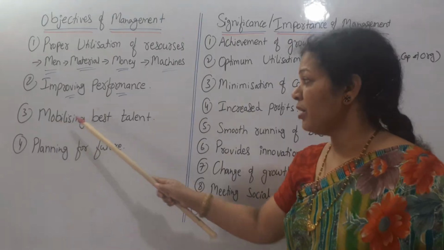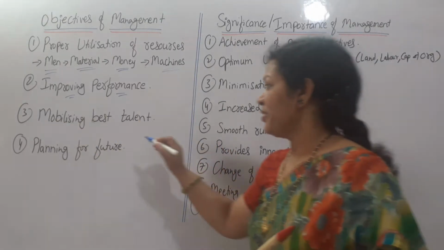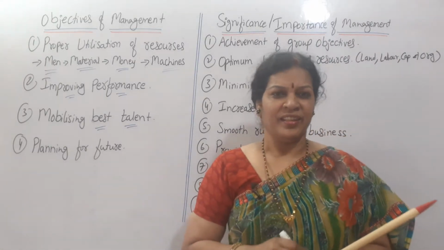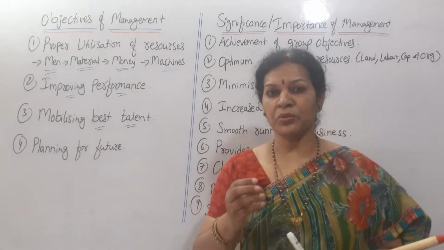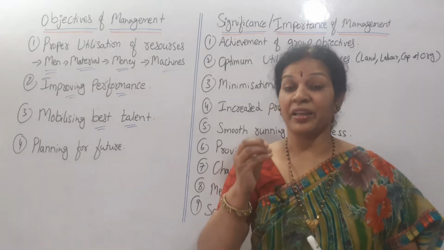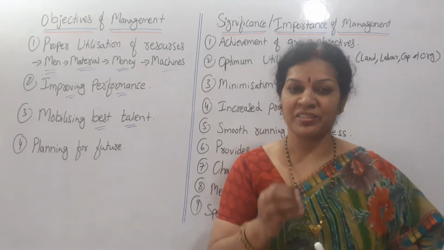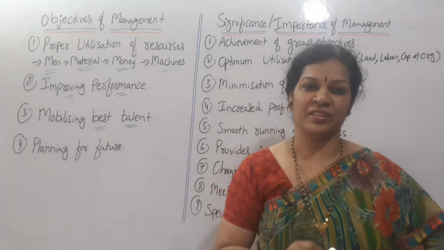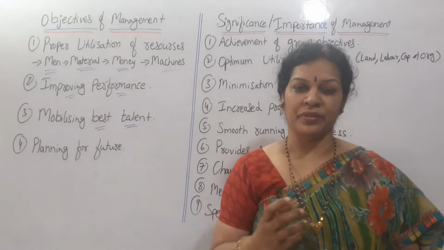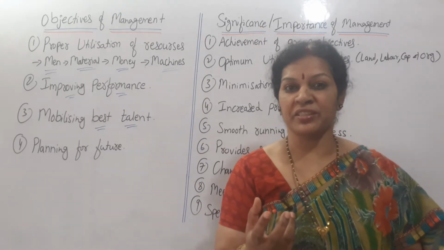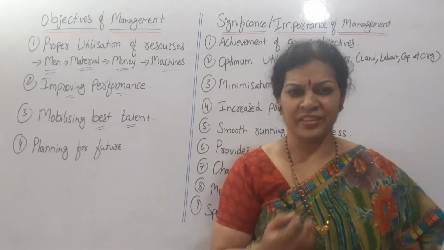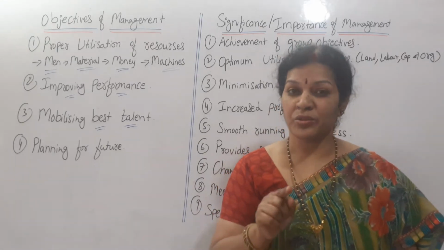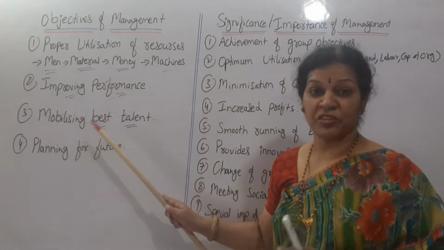And next, the third one is mobilizing best talent. Talent of whose? Employees. There are some employees in the organization whose talent is very high and they have very good technological skills, organizing skills. If you motivate them, give them some perquisites, any kind of extra benefit, fringe benefits we say, and recognize them, that is automatically going to motivate those employees. So that is why you need to focus on the mobilization of the best talent.